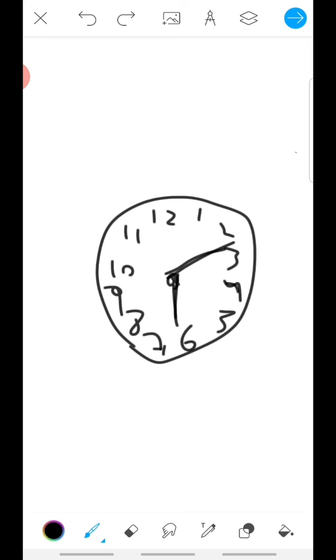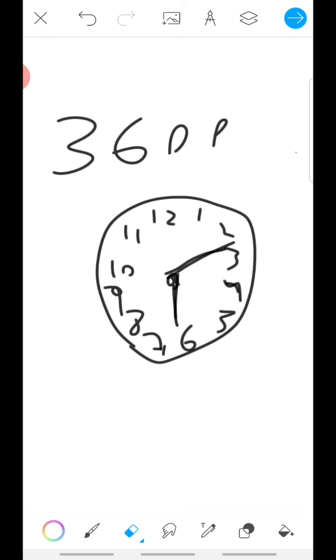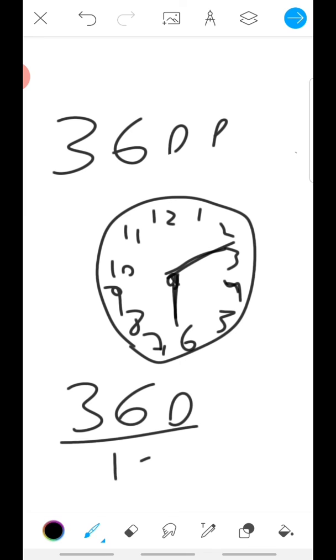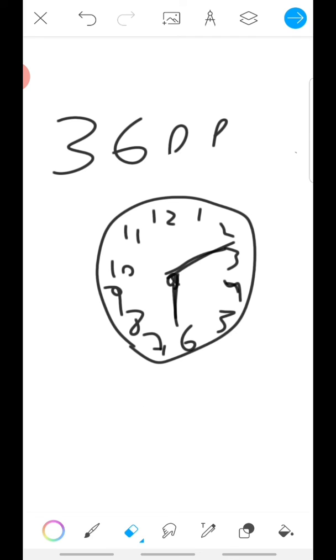So how do you get this? Well, we know that a circle is 360 degrees. Okay, we all know that. 360 degrees. And there are 12 hours in the circle. So if we do 360 divided by 12, what do we get? We get 30 degrees. So now they have 30 degrees.